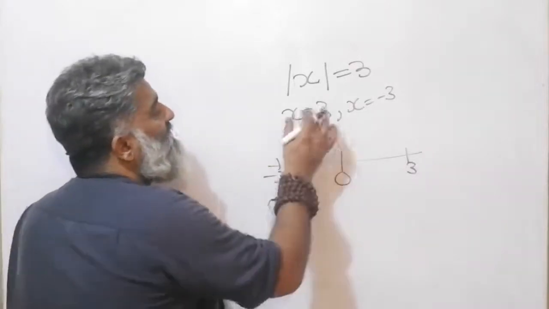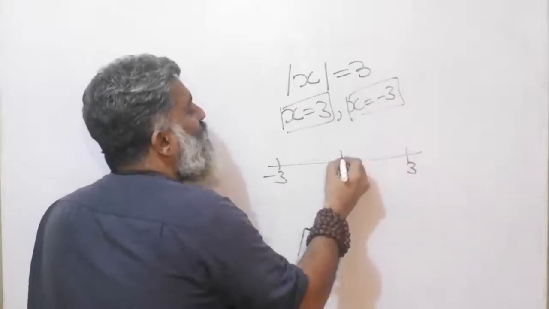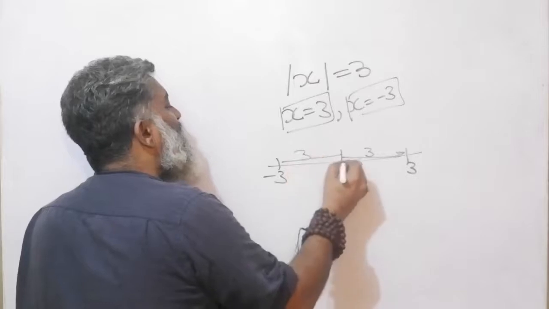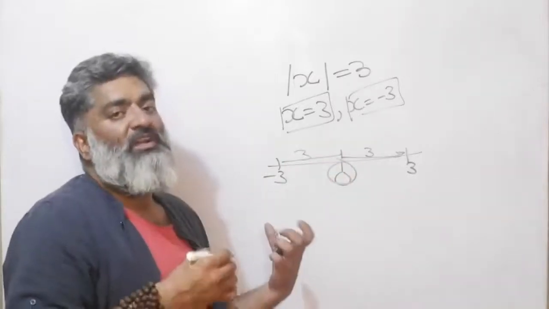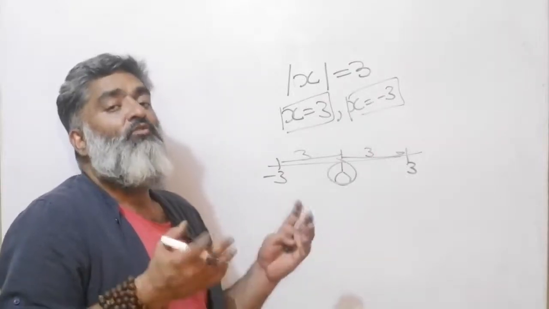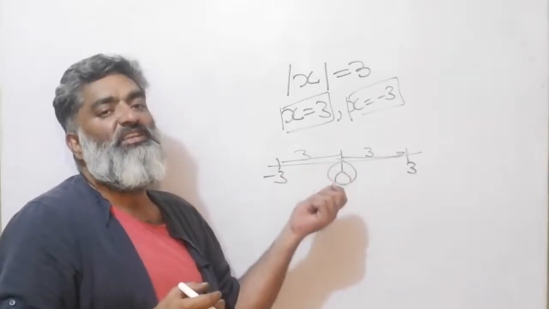What is the common thing between these 2 points? Both the points are 3 units away from the origin. So can I say mod tells you how far, or the absolute value function tells you what is your actual distance from the origin point, from the 0 point.